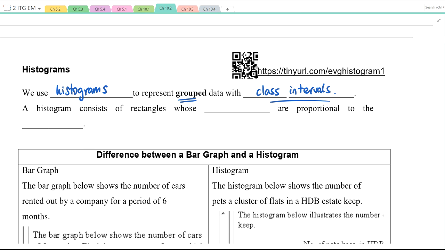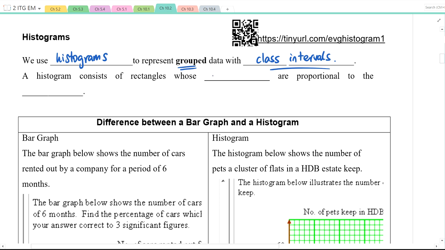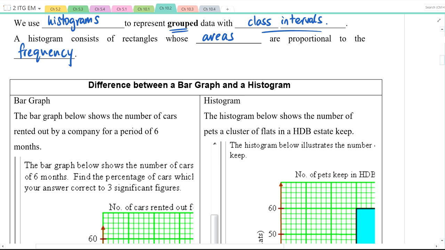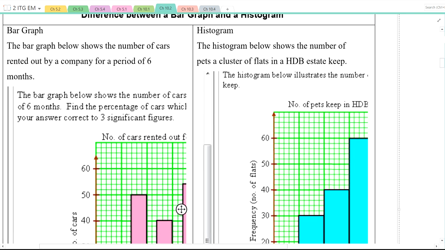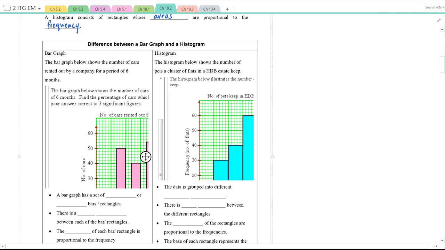Then the next sentence: histogram consists of rectangles whose areas are proportional to the frequency. So there are quite a number of new terms over here, but we'll go into detail what each of them mean. There is a difference between bar graphs and histograms.